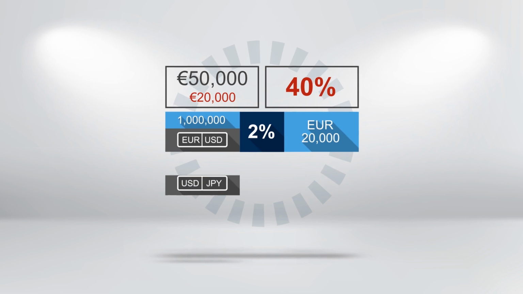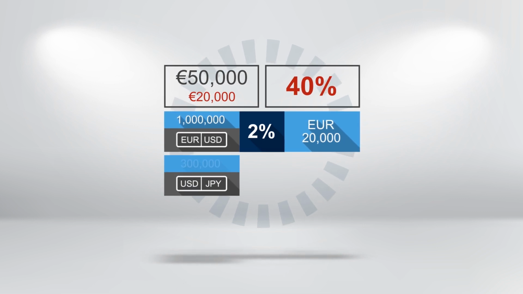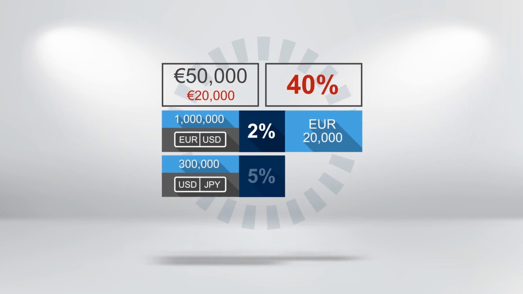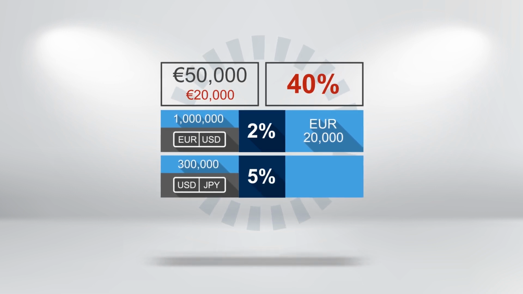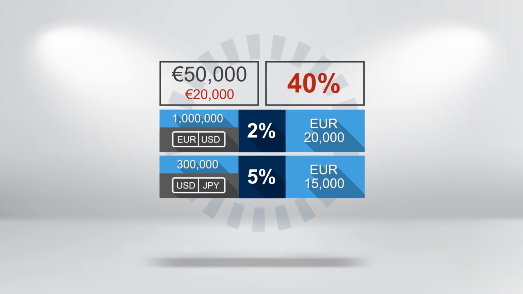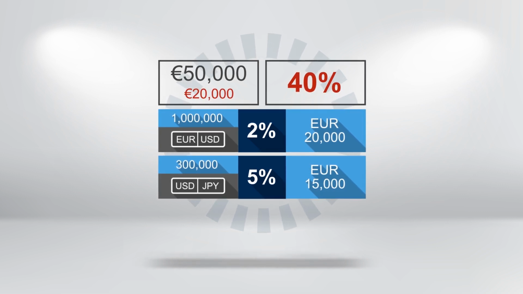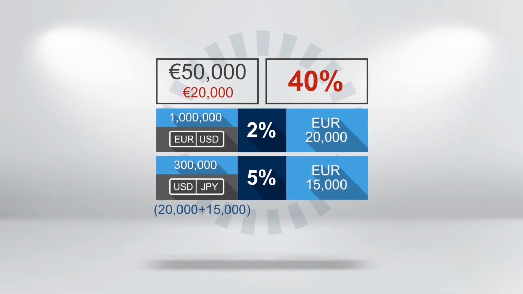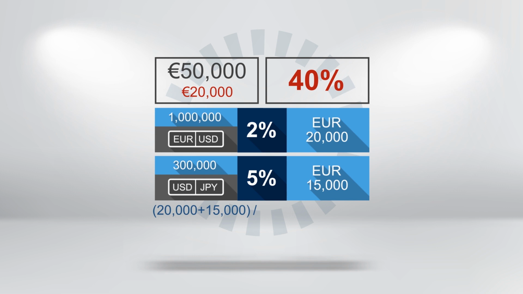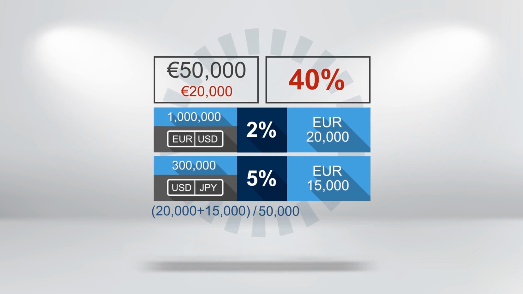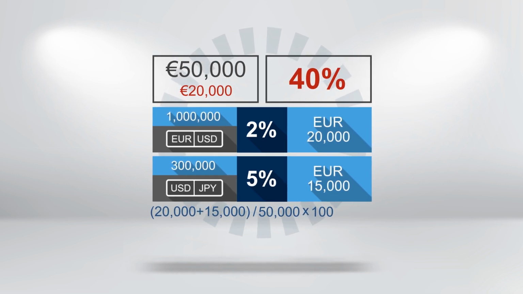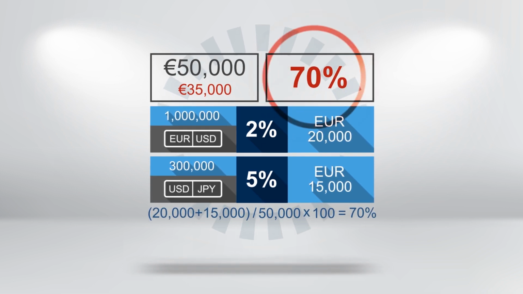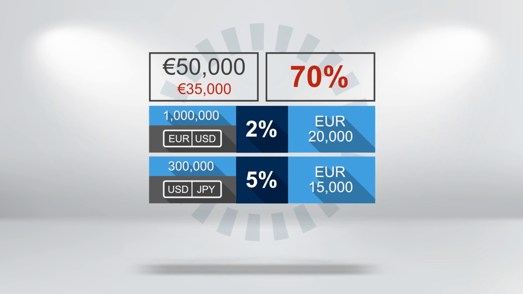Now a second trade of $300,000 yen is placed. The dollar-yen margin requirement is 5%, so this equals €15,000. The used margin for the entire account is now 20,000 plus 15,000 divided by 50,000 times 100, which equals 70%.